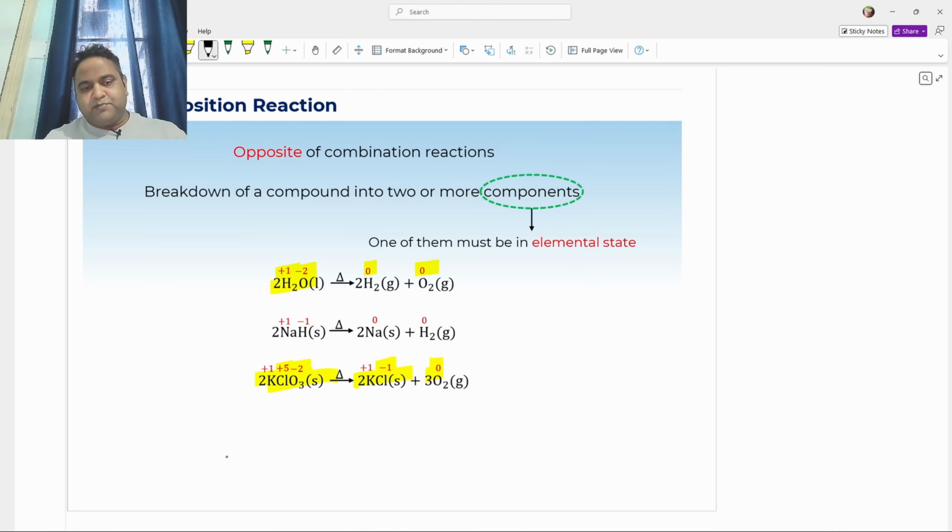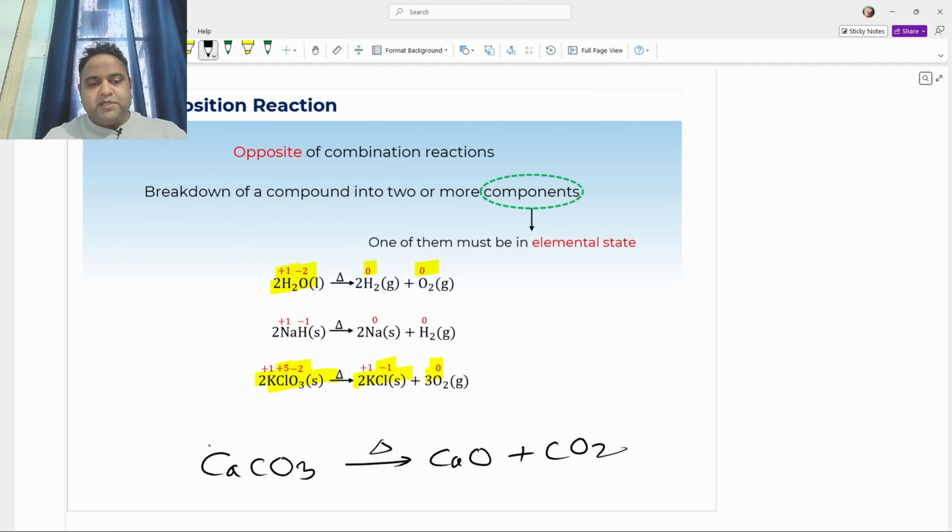That will be wrong. For example, I have calcium carbonate, and on heating it is going to give us calcium oxide plus carbon dioxide. On the left hand side calcium has +2, oxygen has -2, and if you assume for carbon, you will get the oxidation state, that is +4. On the right hand side oxygen is -2, calcium has +2. This has -4 and this has +4.